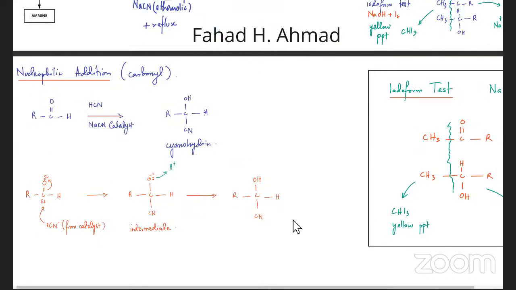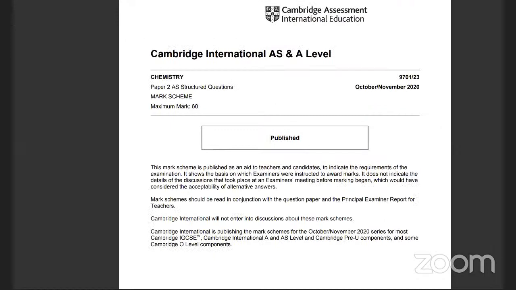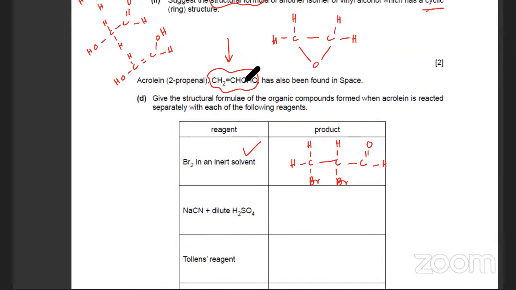We were on this, we had to do this carbonyl thing, a nucleophilic addition. So we were doing that. NaCN with dilute H2SO4: coming back to the question, the aldehyde will turn into a cyanohydrin. The C double bond O, the double bond O will turn into an OH. There would be a CN attached to it and an H over here.